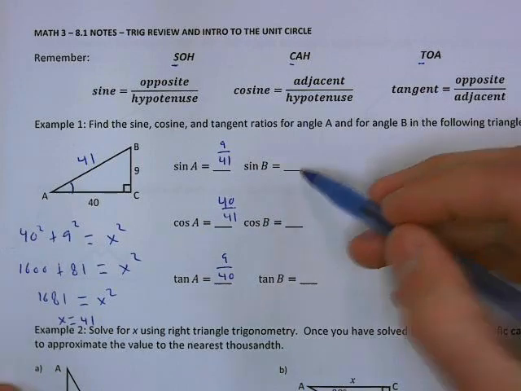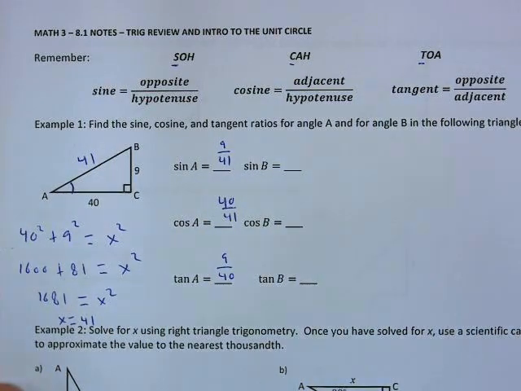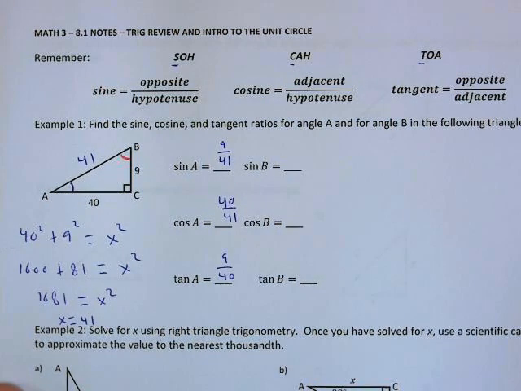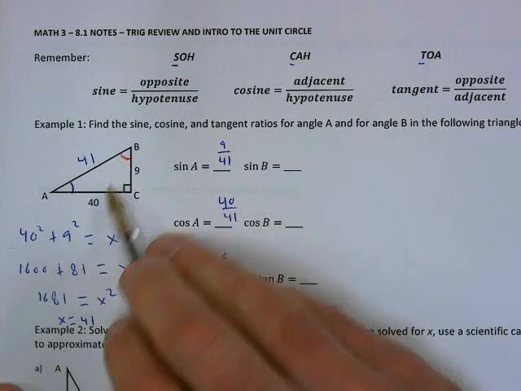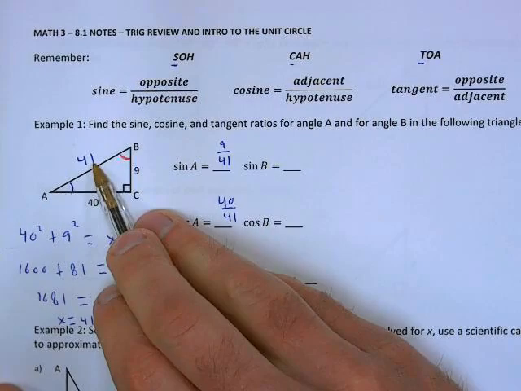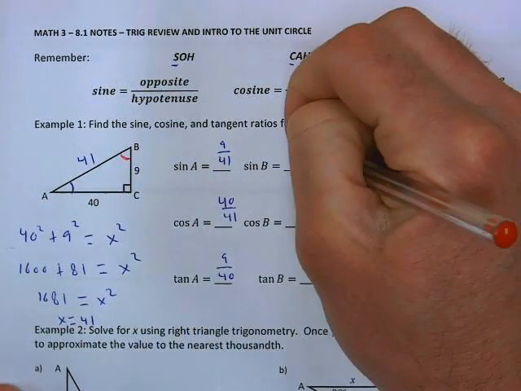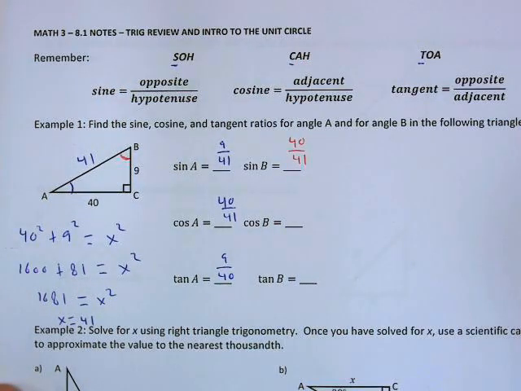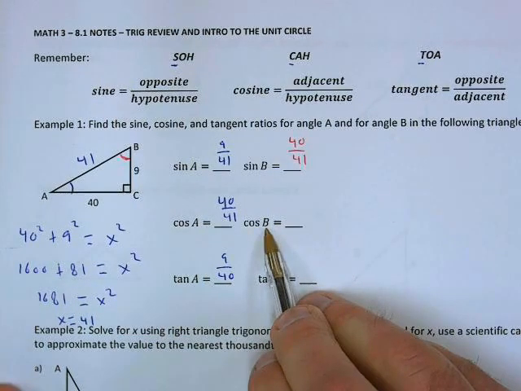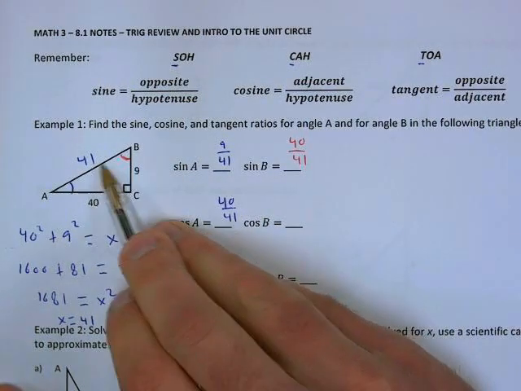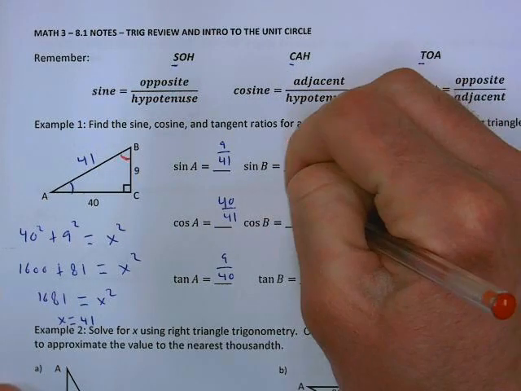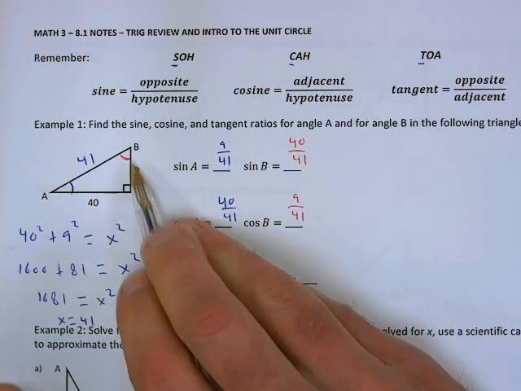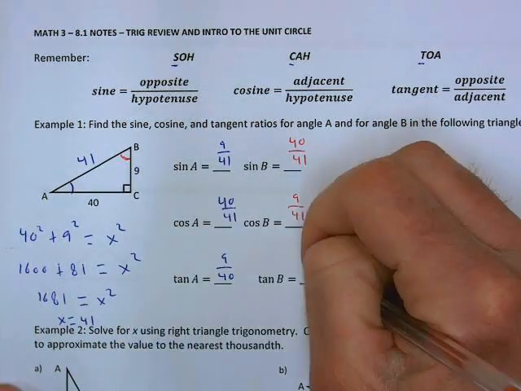Okay. Next, what's the sine of angle B? So we'll switch to red here. If I'm looking at this angle now, angle B, what's the sine of angle B? Well, now the opposite side of angle B is going to be 40, and the hypotenuse is 41. So instead of 9 over 41, this one is 40 over 41. In relation to angle B, what's the cosine of B? Well, cosine is the adjacent side over the hypotenuse, so that's going to be 9 over 41. And then the last one, for angle B, tangent would be 40 over 9.